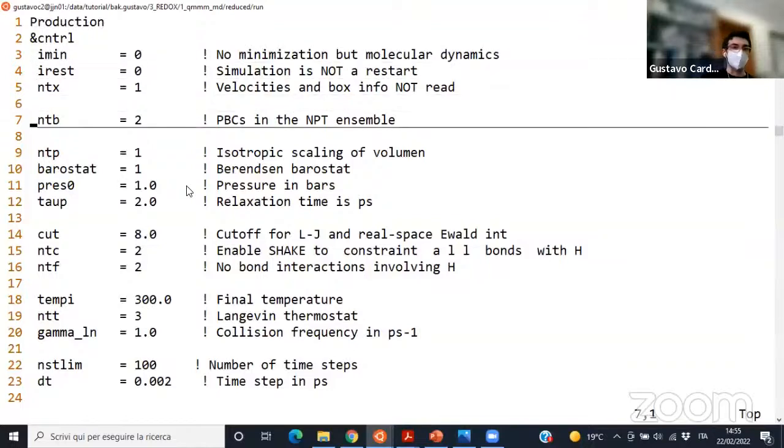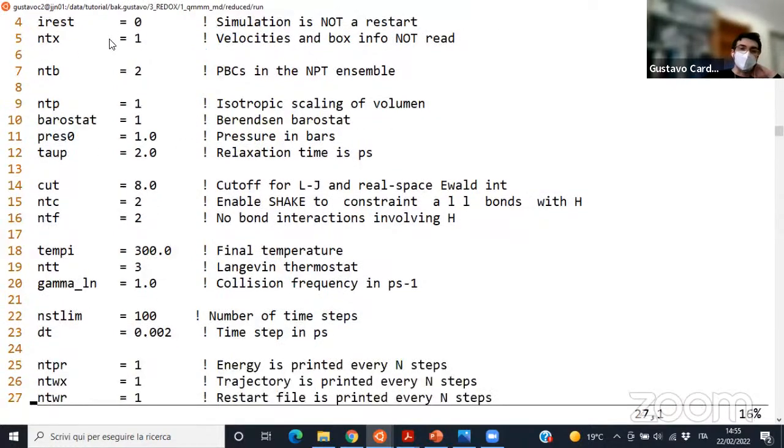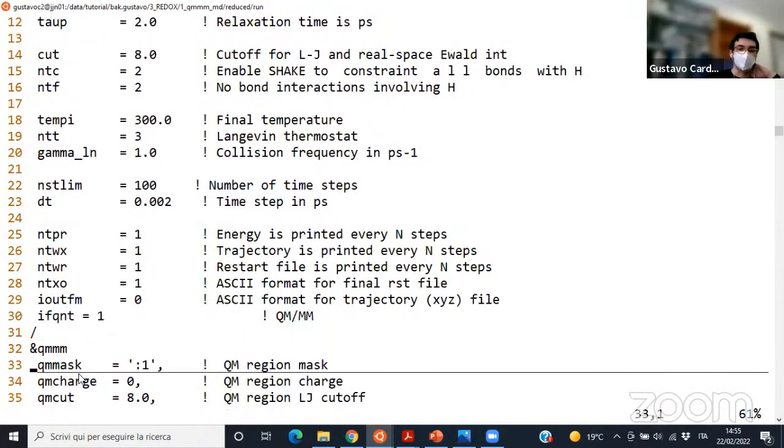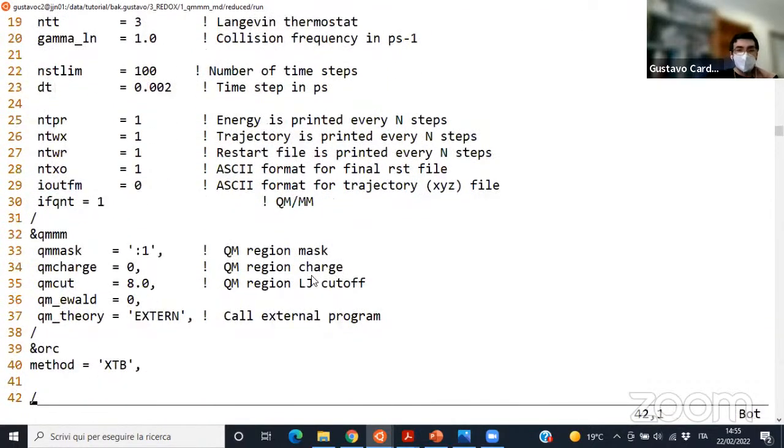So we took a look at that previously, but basically it's like any other MD simulation. It has the control section, and in the end, you have this definition. So you say you want to perform quantum mechanical molecular mechanics simulations. Then you define these two sections accordingly. Okay, so this is the QMMM input.